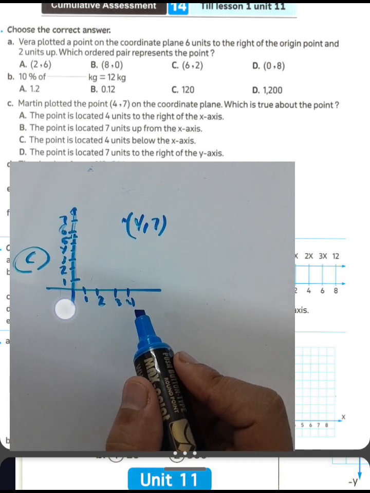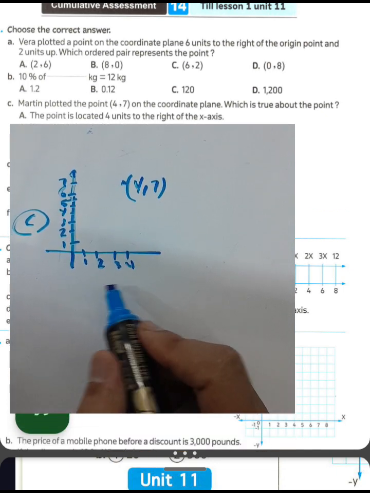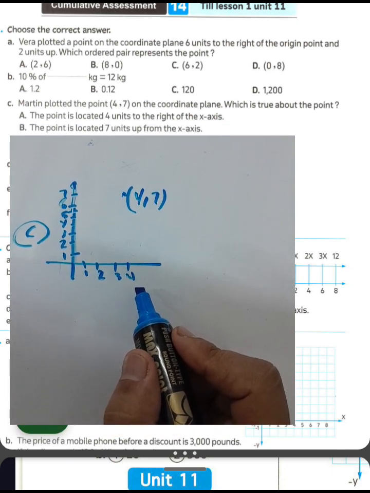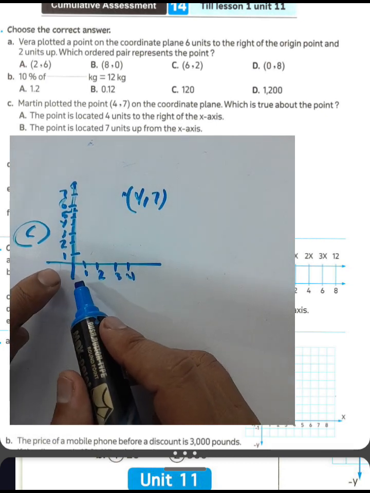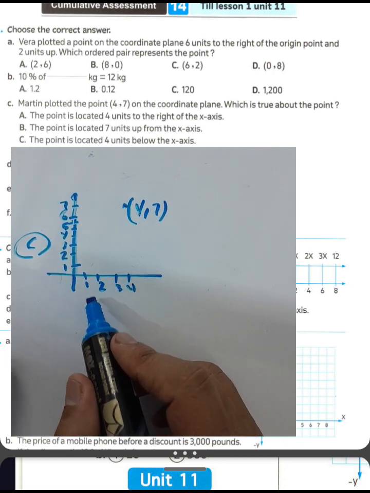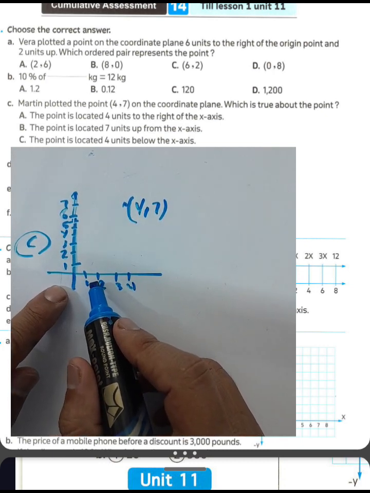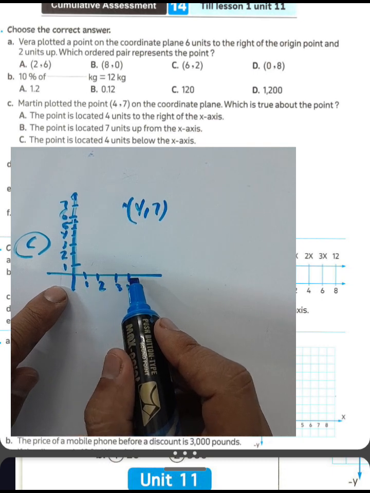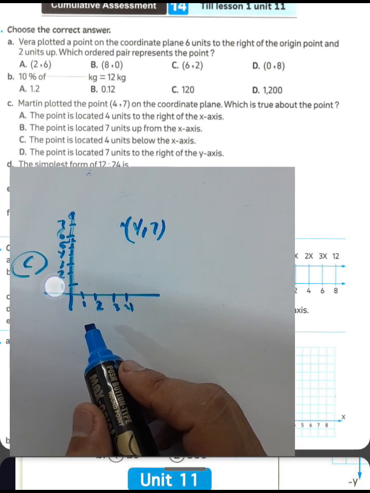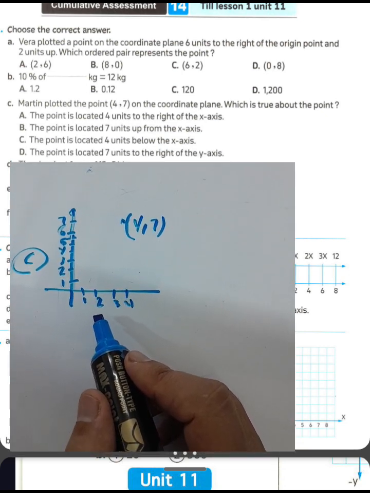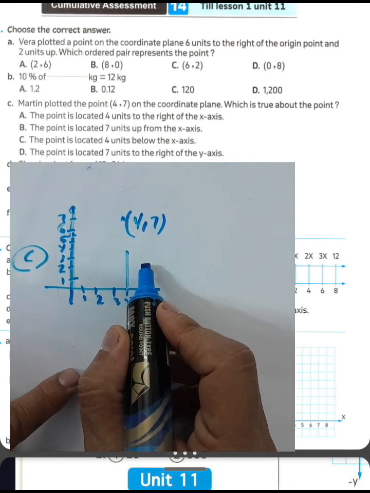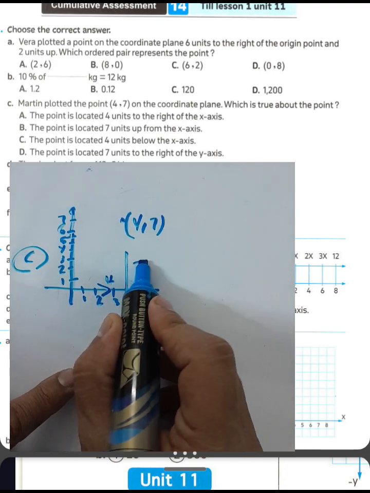Letter A, the point located 4 units to the right on the x-axis? No. Letter B, the point located 7 units up from the x-axis? No. Question letter C, the point located 4 units below the axis? Here? No. Question letter D, the point located 7 units to the right? No. Which of the results is true? We have 4 and 7, going to the right-hand side 4 units and up 7.